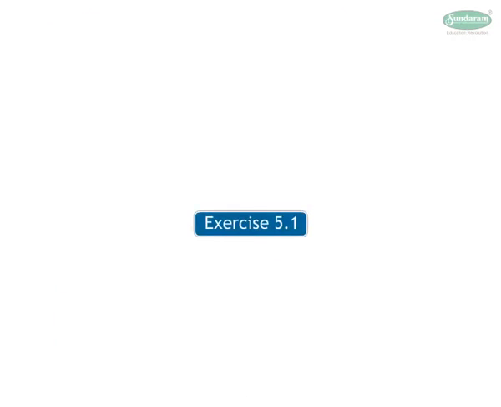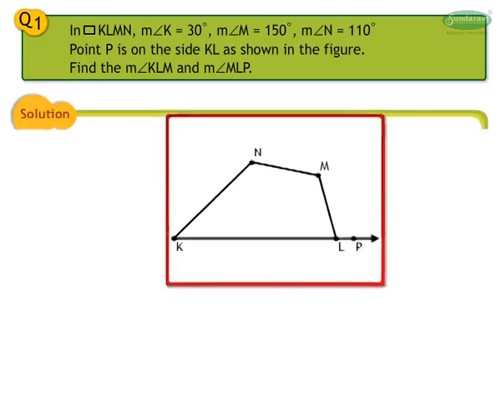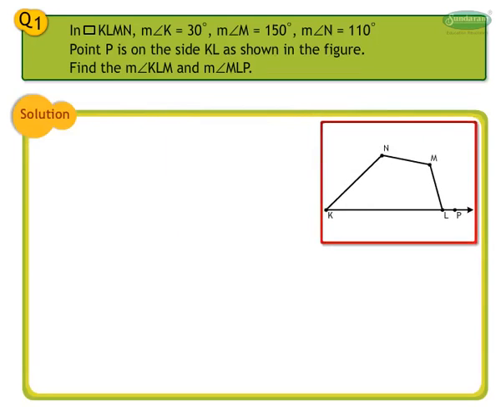Let us solve a few related problems from exercise 5.1. Question 1. In quadrilateral KLMN, measure of angle K is equal to 30 degrees. Measure of angle M is equal to 150 degrees. Measure of angle N is equal to 110 degrees. Point P is on the side KL as shown in the figure. Find the measure of angle KLM and angle MLP. Solution. See the figure alongside.